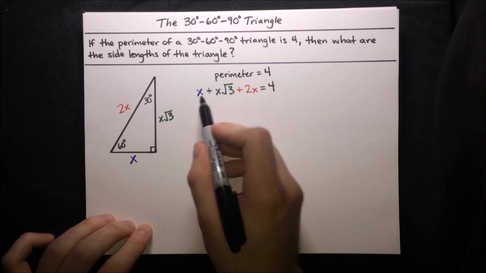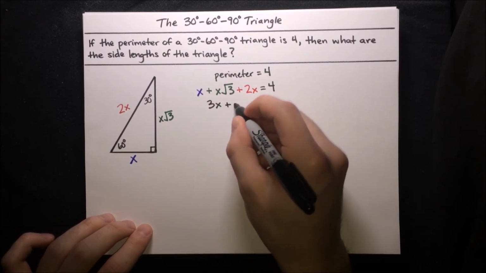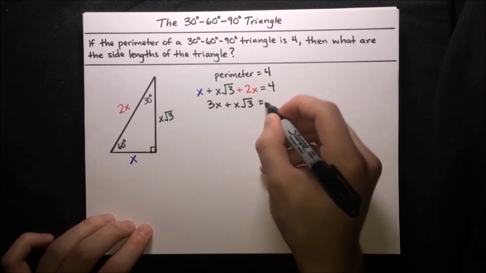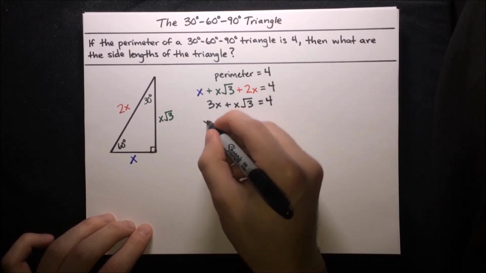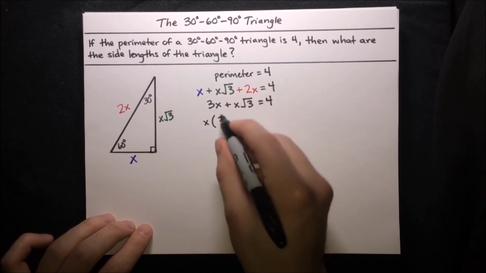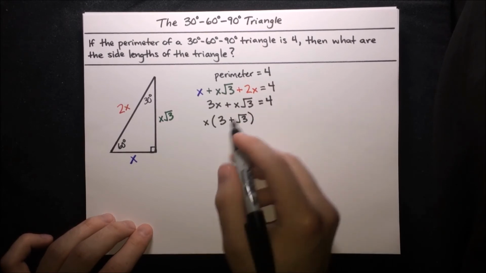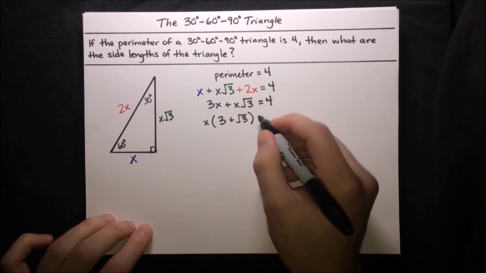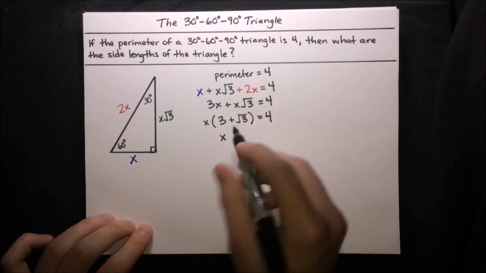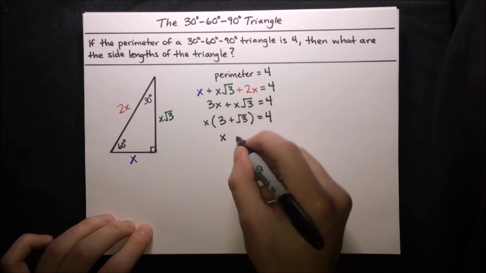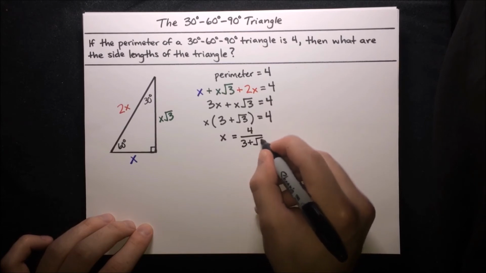So let's go ahead and solve for x here. First of all, we can combine this x and this 2x and make 3x. So get 3x plus x root 3 equals 4. And now we can factor out an x out of both of these terms. x times 3 makes 3x, and x times root 3 makes x root 3. So x times the quantity 3 plus root 3 has to equal 4. Which means to get x, all we have to do is divide by that quantity 3 plus root 3. So x equals 4 over 3 plus root 3.